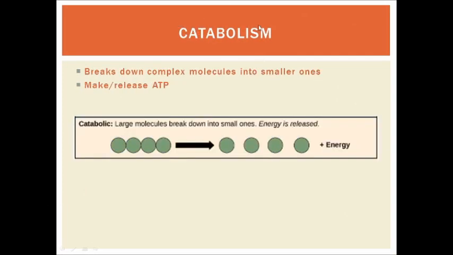In catabolism, or the catabolic pathways, it's the opposite. So we're breaking down these larger molecules into the smaller components. And in this process, we make or release ATP.